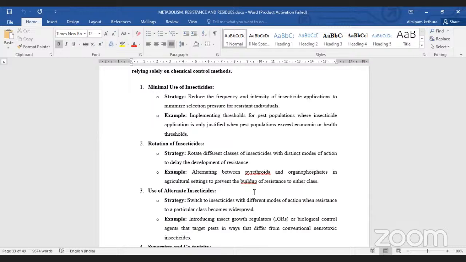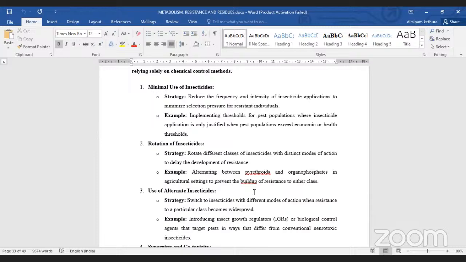What is the strategy of rotation of insecticides? Rotate different classes of insecticides with distinct modes of action to delay the development of resistance. Example, alternating between pyrethroids and organophosphates in agricultural settings to prevent the buildup of resistance to either class.